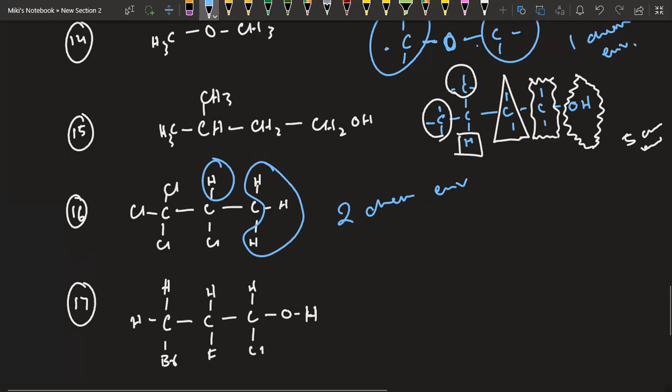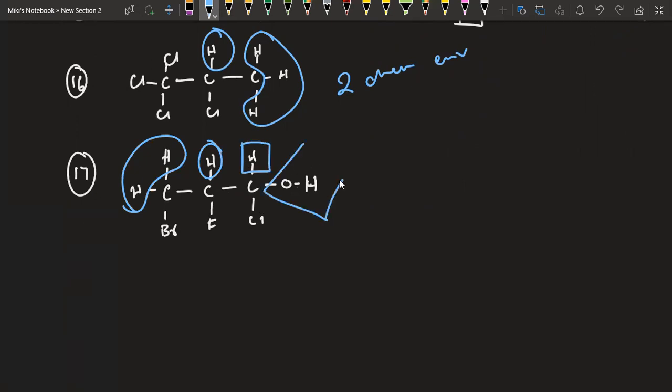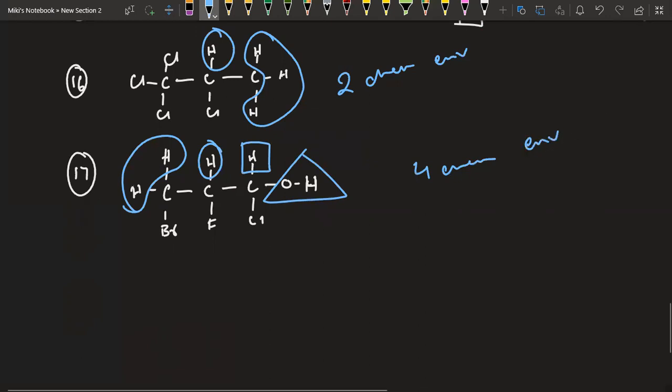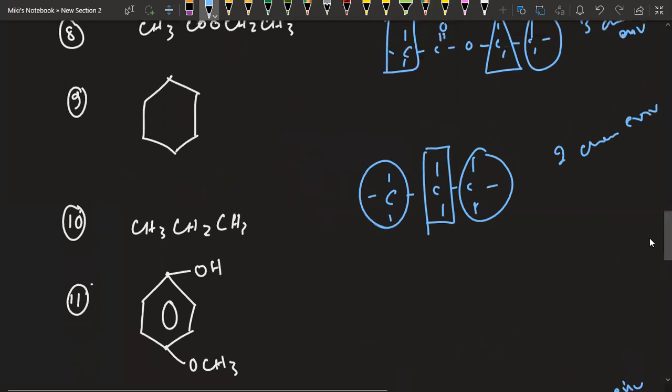Now for the last one, we have what? Remember, Br is not going to get counted, F is not going to get counted, and Cl is not going to get counted. So we have this as an environment, this as an environment, this as an environment, and finally this as an environment. So how many environments in total? 4 chemical environments. So you got the portion.